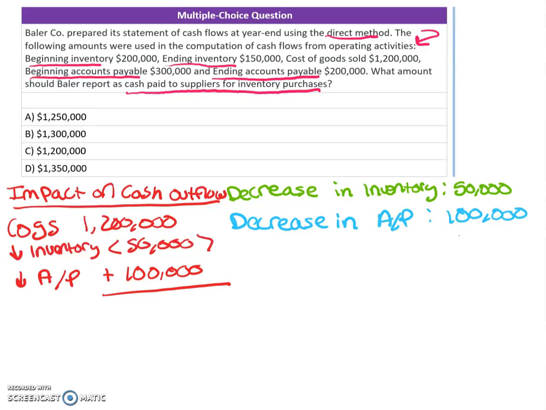So this is going to give us enough information to calculate our net impact on cash outflows. We're going to be able to subtract the decrease in inventory and also add back the decrease in accounts payable. So our net impact is going to be $1.25 million.